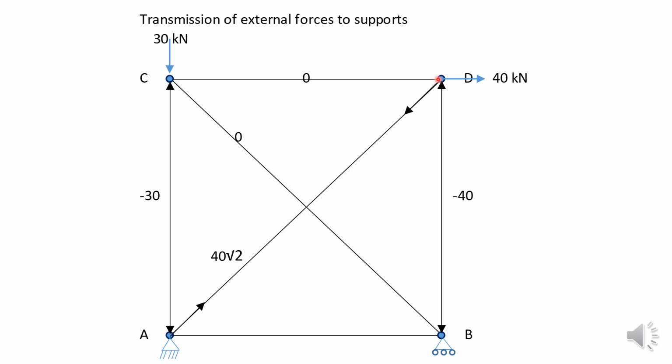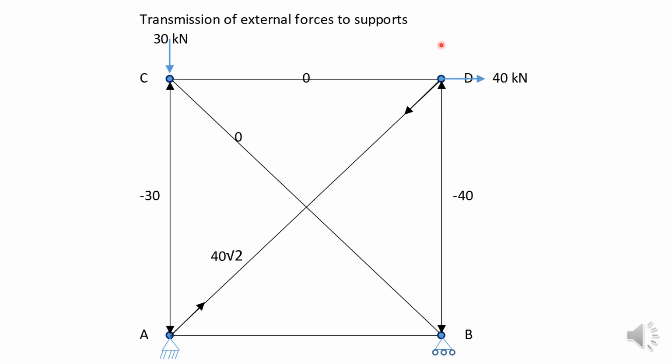Now for the 40 horizontal, I will just use these 2 members to transmit the forces to the supports. Because this member will have no horizontal component, the horizontal force must be supplied by this member AD. So there will be a tensile force in this member of 40 times root 2 kilonewtons.